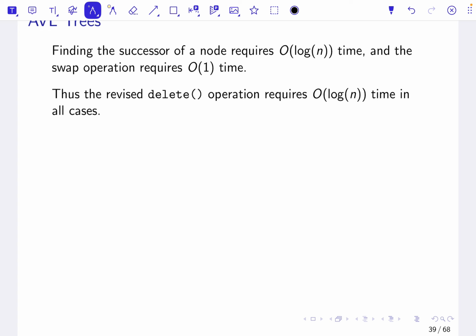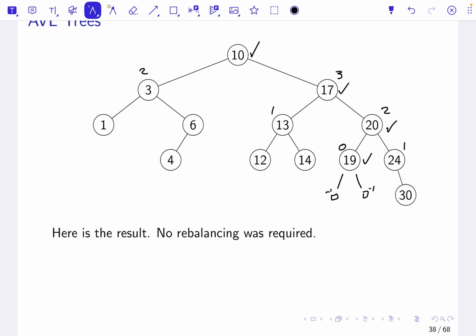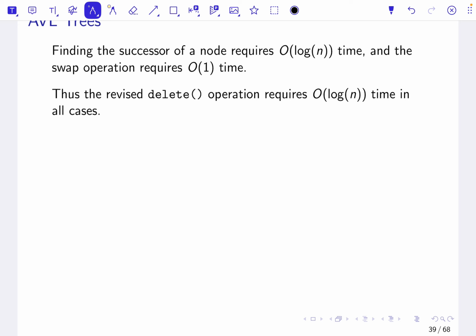Just like the old delete operation, finding the successor to a node requires O of log n time, because in the worst case, you'll end up traversing an entire branch of the tree, O of log n nodes. The swap operation requires O of 1 time. And so the revised delete operation requires O of log n time.